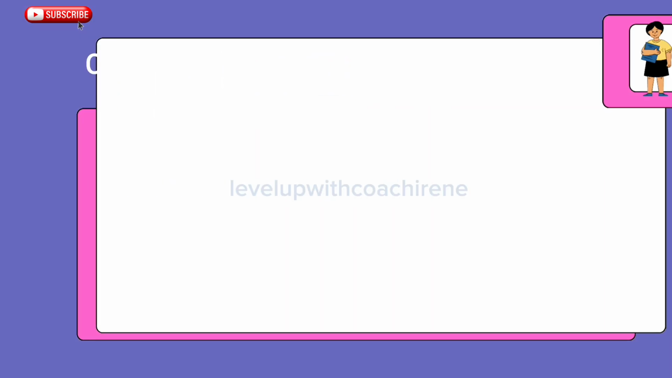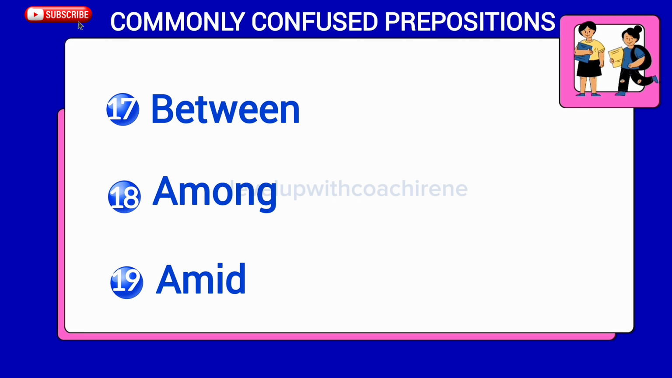Let's look at the difference between, among, and amid. The prepositions between, among, and amid or amidst are used to describe relationships, positioning, or situations. However, they differ in how they indicate placement or involvement in physical and non-physical contexts.